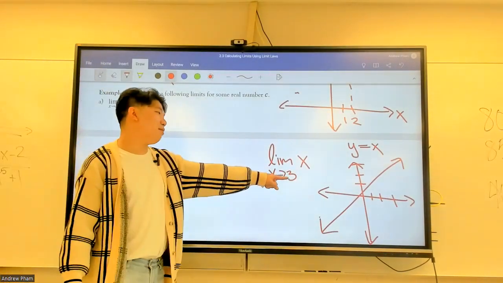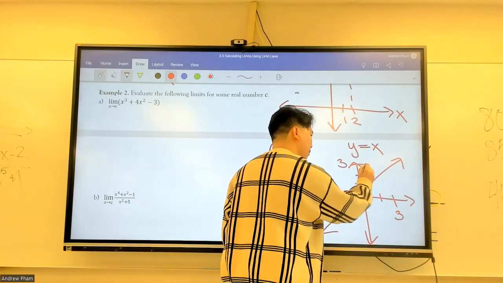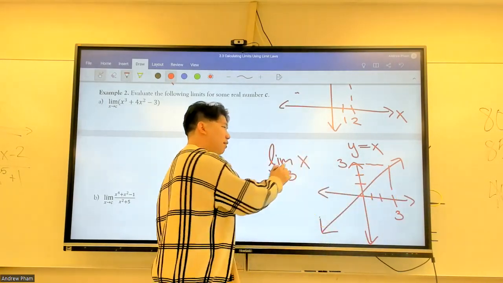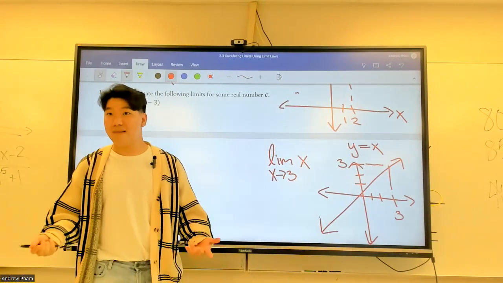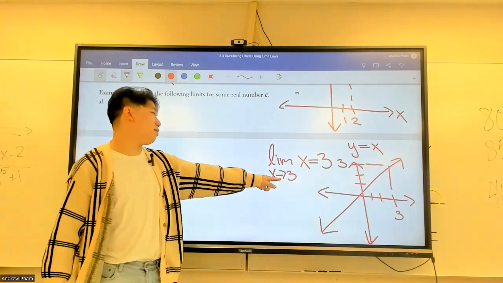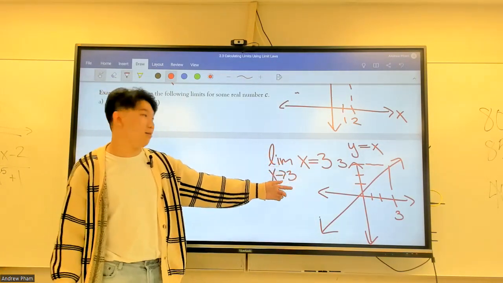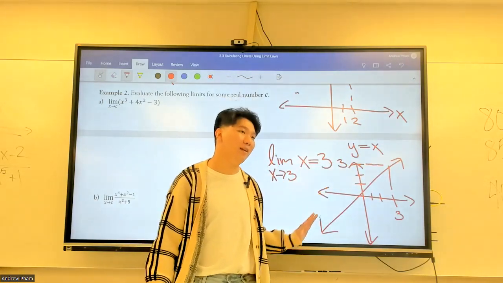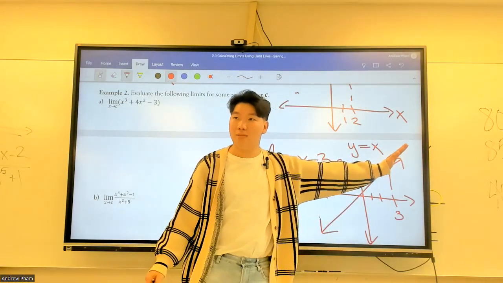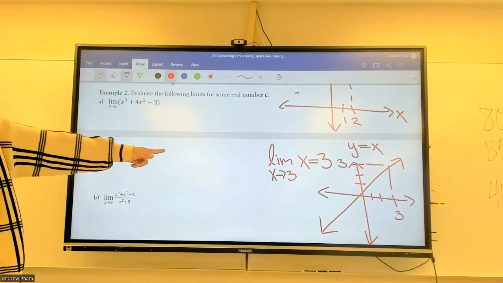So if I wanted the limit as x goes to 3, here is 3, and here is 3. What do you think this limit is going to be equal to? 3, right? What if this was the limit as x goes to -4? It'd be -4, because it's this function where I'm just going directly diagonal across. So I want you to keep what I just mentioned in mind.